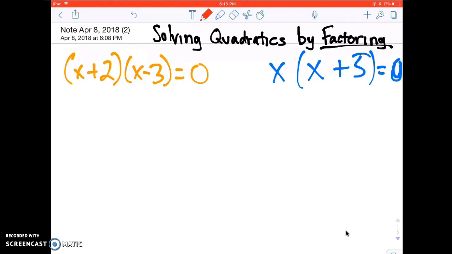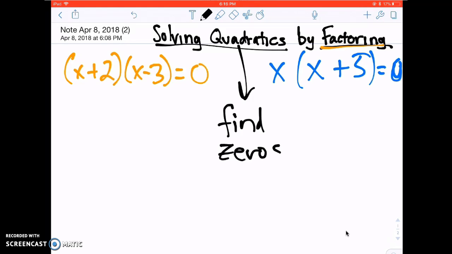We're solving quadratics by factoring. If you remember lesson 1, we were solving by graphing. Now we're doing factoring, which I think you'll actually like a whole lot better. And I just want to remind you before we get started here that when we say solving quadratics, that means we are finding the numbers that make our quadratic equation 0. So we're trying to find the zeros.